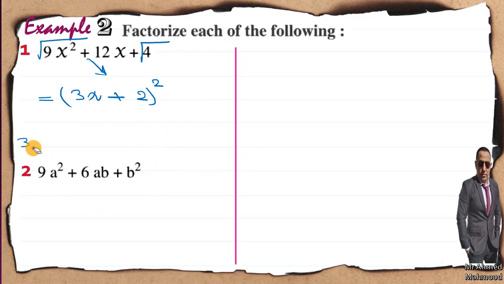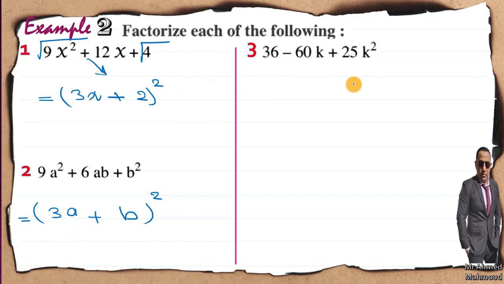To factorize this one, bracket power of 2, square root of the first 3a, square root of the third b, and the middle sign goes down, it will be plus.